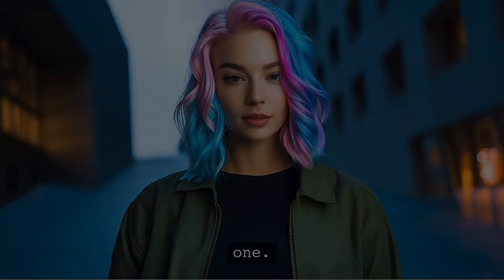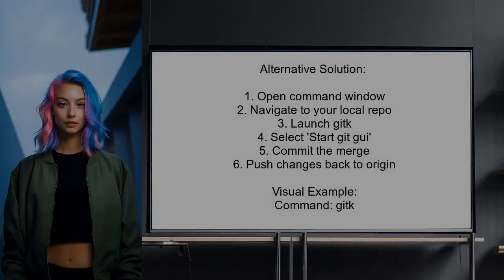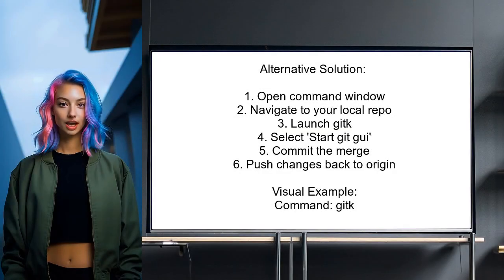Let's explore another one. An alternative solution from another user suggests using Git for Windows. First, open a command window and navigate to your local repository. Then, launch Gitk and select Start Git Gui from the File menu. This will allow you to see the merge that needs to be committed. After committing, you can push your changes back to the origin from either Gitk or Visual Studio.